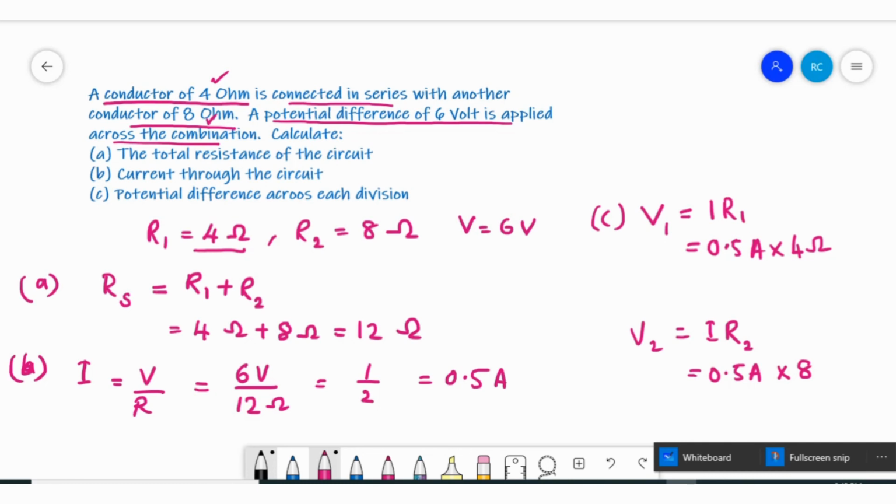In the first one it will be 0.5 into 4, which means 2 volt. In the second case it is 0.5 into 8, which is 4 volt. So when you add them, the total potential difference will be 6 volt.